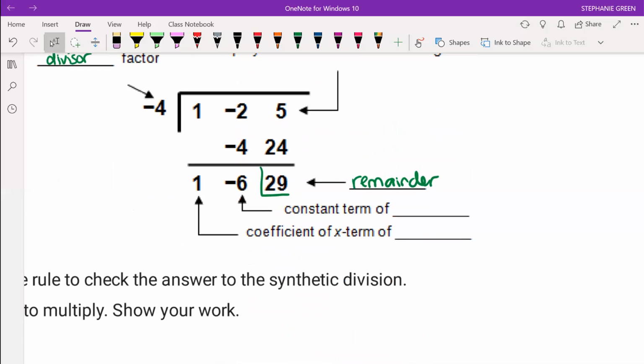And our answer at the end, we started out with an x squared problem. So now we have an x to the first power quotient. So our answer is x minus 6, or 1x minus 6. This -6 is the constant term of our quotient, meaning our answer. Quotient is just the answer in a division problem, and 1 is the coefficient of the x term of the quotient.